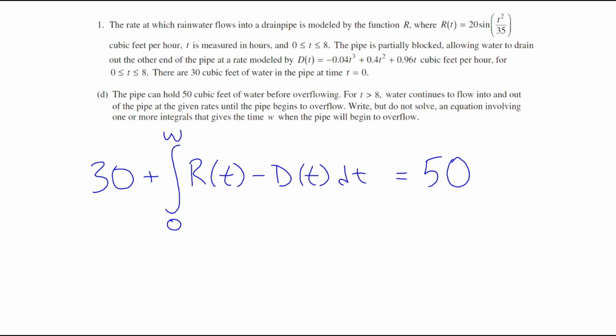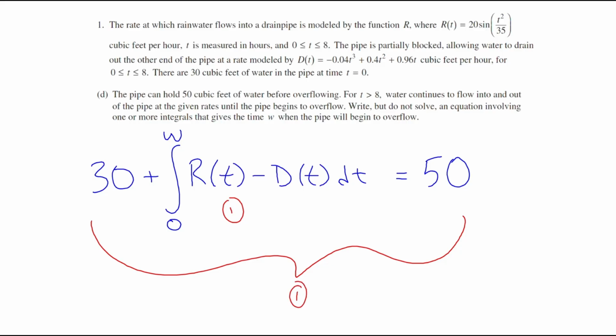And so you get 1 point just for having the correct integral, 0 to w of r minus d, and 1 point for the whole equation with the 30 plus at the beginning and the equals 50 at the end. And that is the end of this FRQ, number 1, the rate FRQ from the 2015 AP Calculus AB exam.